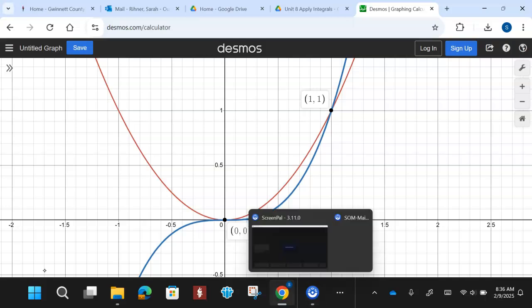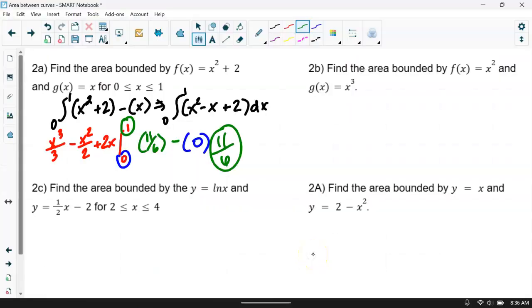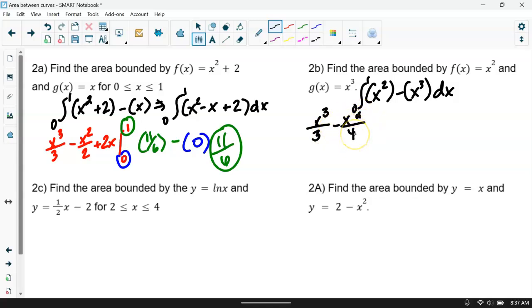So here we go. So again, from 0 to 1, f of x, x squared, minus g of x, x cubed. Now notice it's really kind of just straightforward as is, right? No simplifying here. It's just x squared minus x cubed. So that means here, go ahead, find the integral. And again, we're focusing on x to the third divided by 3 minus x to the fourth divided by 4. Then we're focusing on from 0 to 1. So now go ahead and substitute 1 for x.